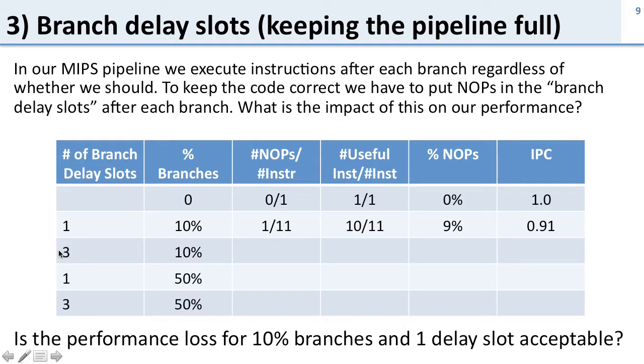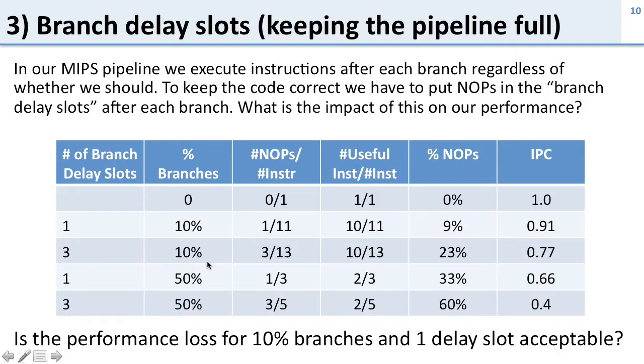Now when we have 3 branch delay slots 10% of the time, what we're going to see is we have even more of these. So every 10 instructions, we have 3 no-ops. So that means 3 no-ops out of 13 instructions total. So 10 out of 13 instructions are useful, 23% no-ops. That's looking awfully high.